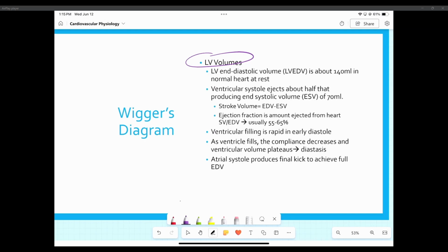Left ventricular end diastolic volume, EDV. This is one of the words you've got to get in your head. End diastolic volume is when the ventricles are filling, right when it's done filling, how much blood is in the heart right before it squeezes. At the end of diastole, how much blood is in the heart? Normally, 140 mLs. In a normal sized heart, the left ventricle will hold about 140 mLs.